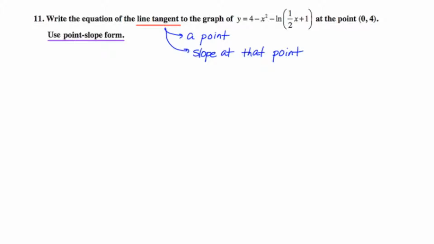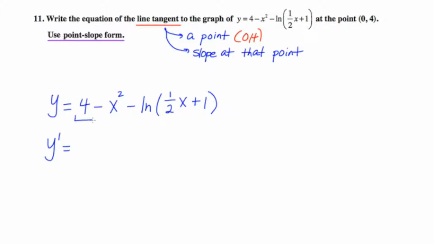Now for this particular problem, they give us the point, and the point is 0, 4. What we don't have is the slope, and to find the slope, I'm going to need to find the derivative. So let's seek out the derivative of this expression. And I think my strategy here is just to travel down the expression from term to term. Let's start with 4. 4 is a constant, and its derivative is just going to be 0.